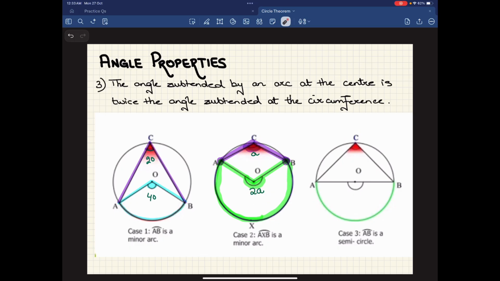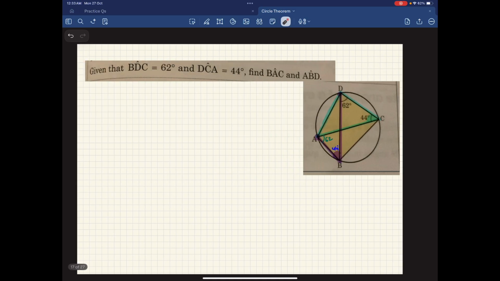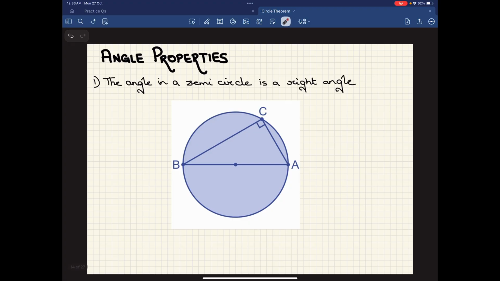Okay, and this is the third case. This is basically a proof for the first angle property that we did. This is the arc. So the angle subtended at the center. This is the center. So what is the angle at the center? It is 180. It is double the angle subtended at the circumference. So at the circumference, it is going to be half of what is at the center. Since we have 180 at the center, this is going to be 90 degrees. And this also proves our first angle property, that the angle in a semicircle is 90 degrees.